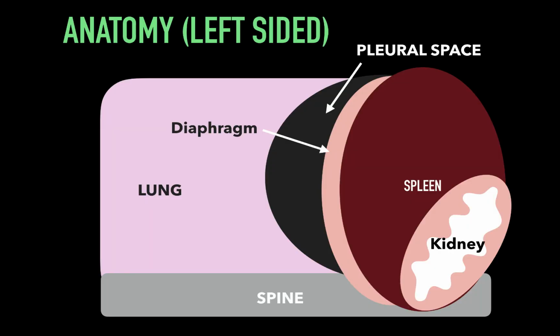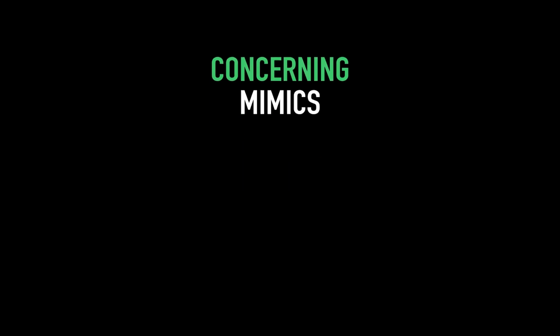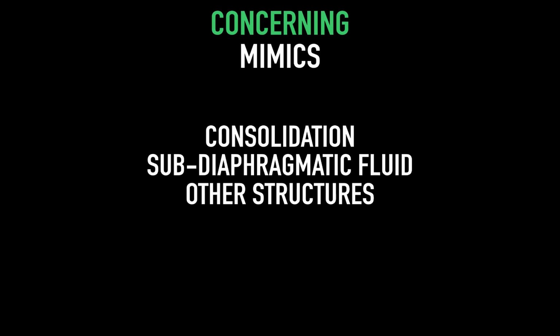The left side is quite similar. The spleen is a little bit more posteriorly directed, and so you may have to place the probe more towards the mid to posterior axillary line to elicit the same findings, with the diaphragm easily seen. You have to be quite aware that there are significant mimics that can look like fluid depending on the anatomy of the patient. These mimics can be consolidation, subdiaphragmatic fluid, and other structures.